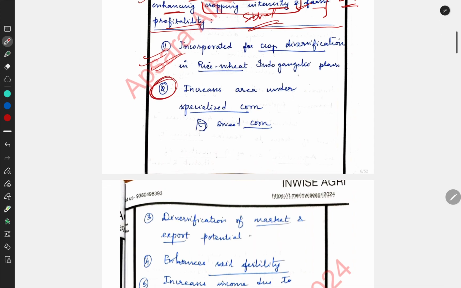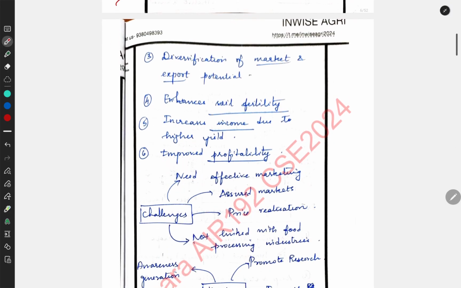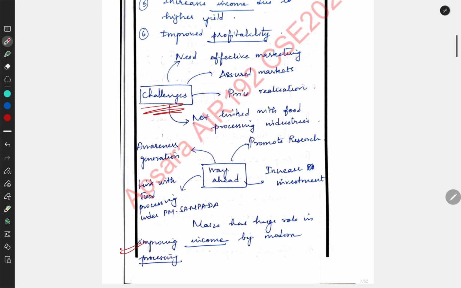For the points, she is using the numbers 1, 2, 3. Some students I observed use bullet points, the right mark, or the dot, or someone uses Roman numerals. So avoid these things. Write a normal 1, 2, 3, 4. Got it? The structure. Then challenges.